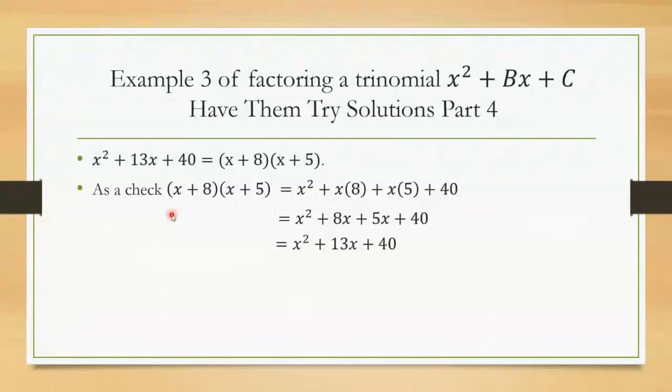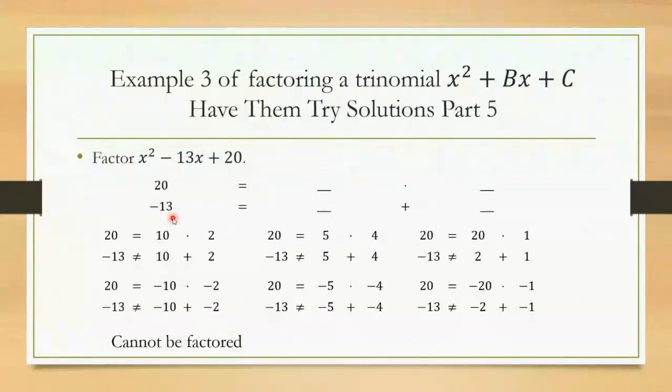The last one's a little different. It might have been a little tricky. x squared minus 13x plus 20. For this one, you want two numbers whose product is 20, but the sum is negative 13. Are there two numbers that do that? Here you would have to check all products of integers that give you 20. Well, 10 and 2 gives you 20, but that sum is not negative 13.